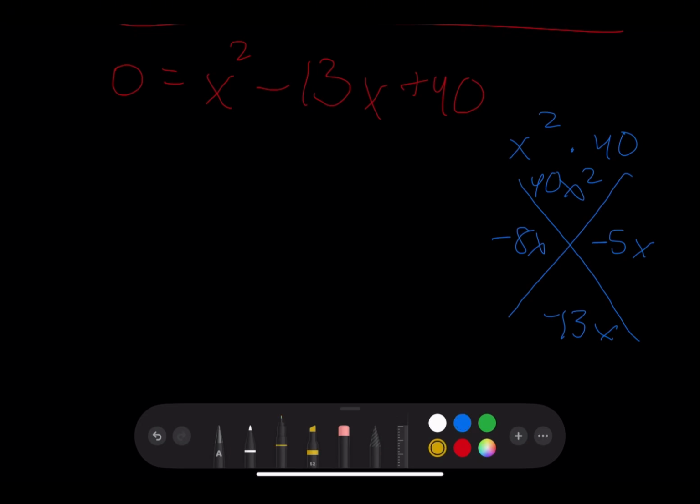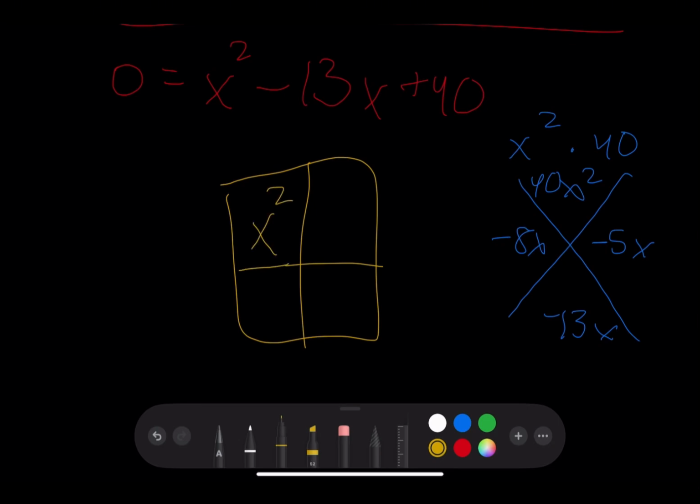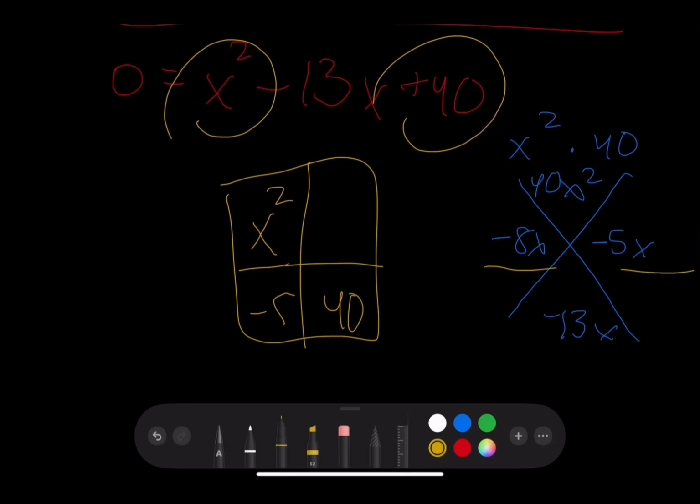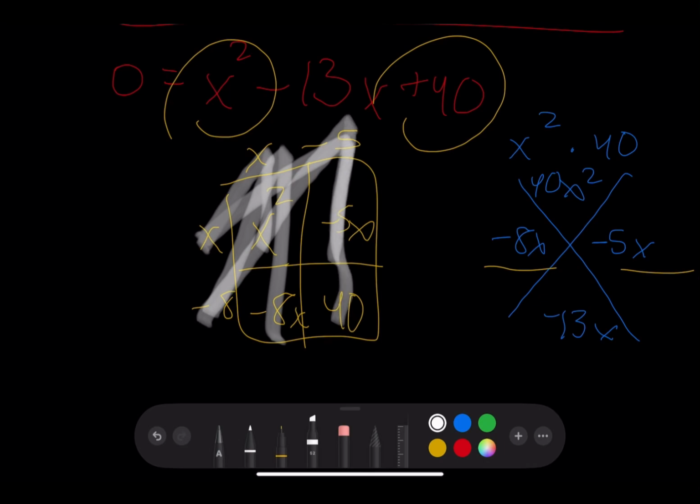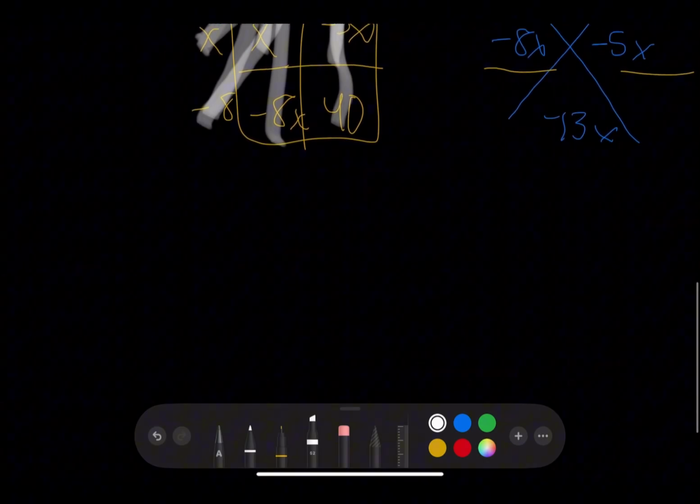So now you can do the box method again. It's going to be x squared here, then the 40 at the bottom. Then you put the factors, a negative 8x and a negative 5x. So you get x squared, negative 5, negative 8. Just to show you the process, x times x gives you x squared, x times negative 5 gives you negative 5x, negative 8 times x gives you negative 8x, and negative 8 times negative 5 gives you positive 40.